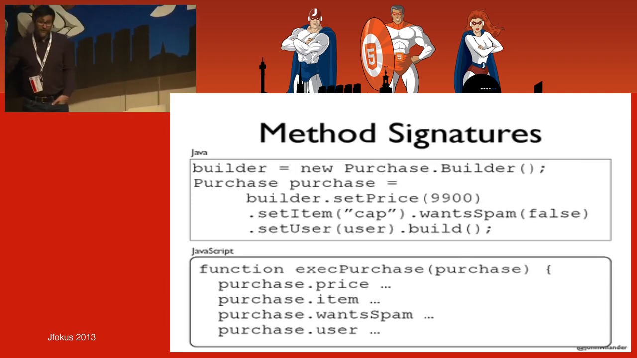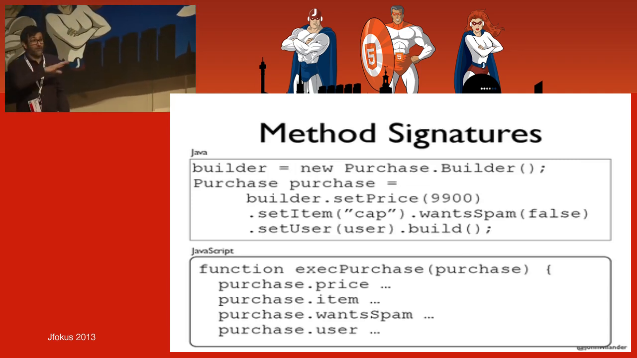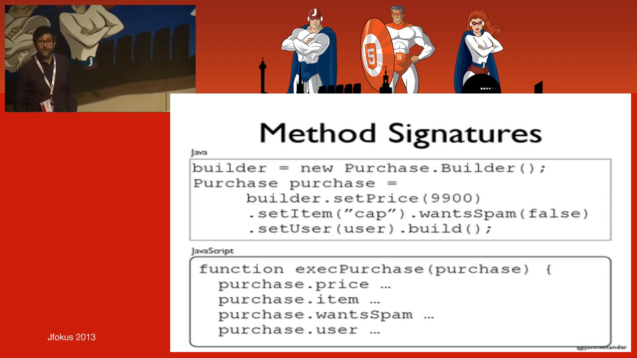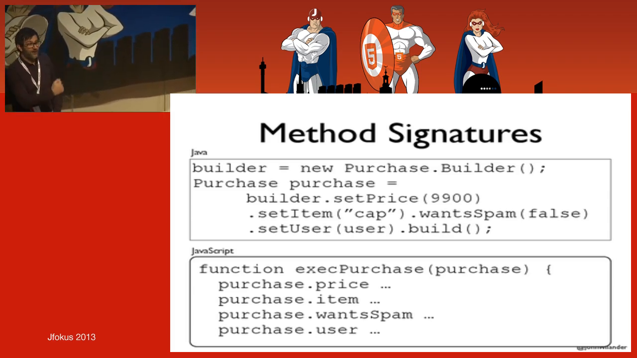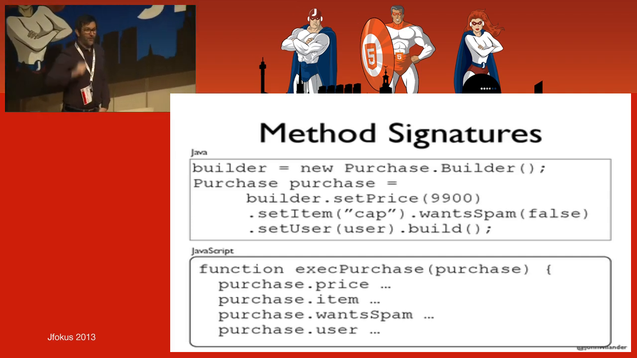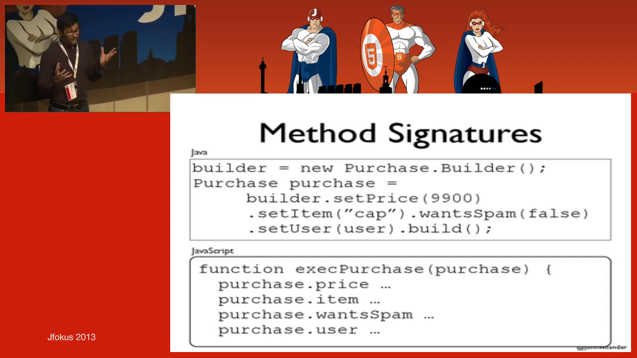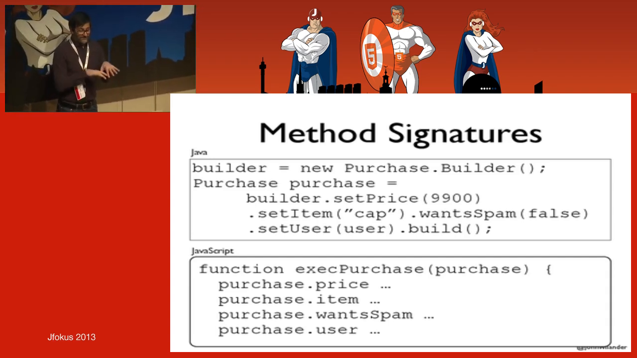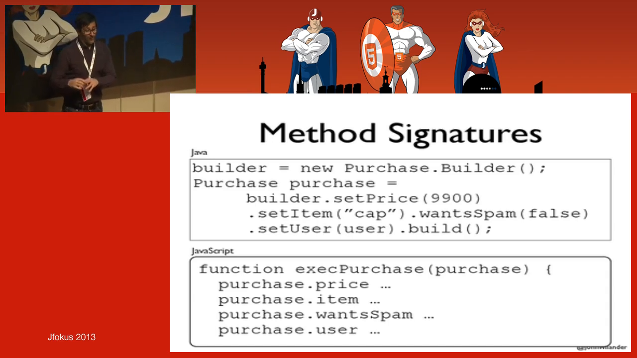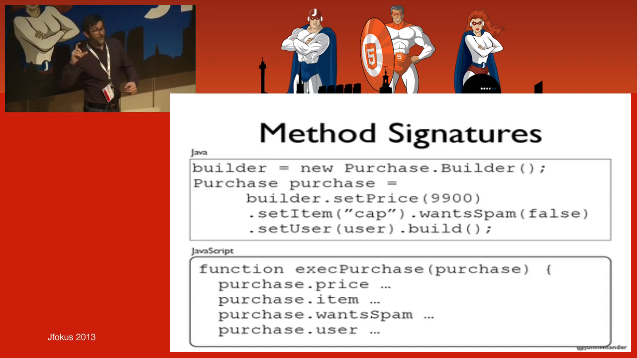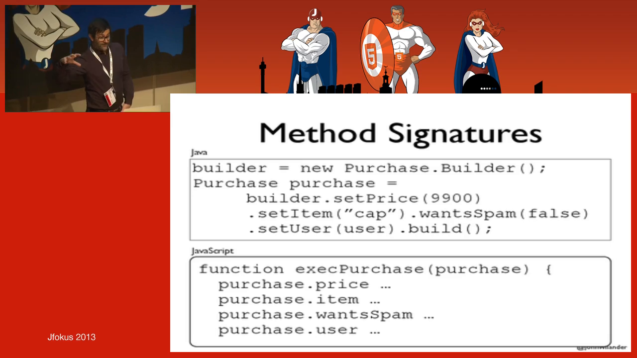Then we have the builder pattern in Java. I don't know, have you been using the builder pattern? It's still one of my favorites in the Java space. To make this more clear, if you need to start building up your parameters, you introduce a builder and you set price, set item, set wantSpam, set user, and then a final .build. And this will actually build up the parameters that are needed to run this.